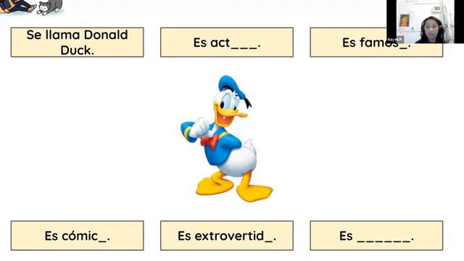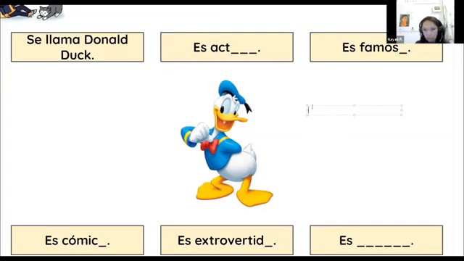The expression of I don't know. No sé. No sé. I'm going to write it here for you. No sé. I don't know. No sé. ¿Es tímido? No.